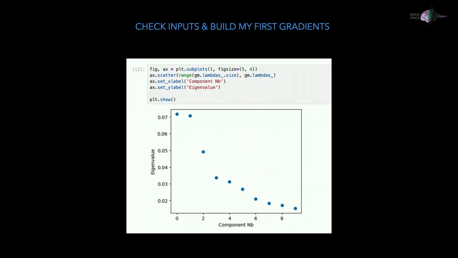For these different gradients, you can obviously also plot the eigenvalues. Here you have the scree plot with the eigenvalue decay. You can see that the first two have relatively high eigenvalues compared to the others. You can look at all of them, but in this case, it's justified to only look at the first two.